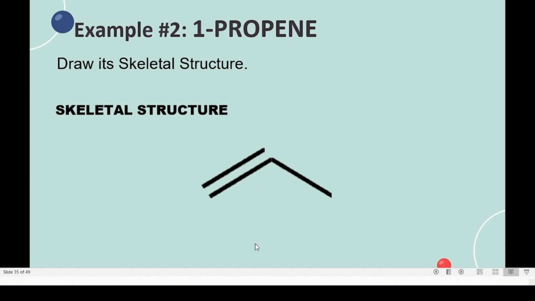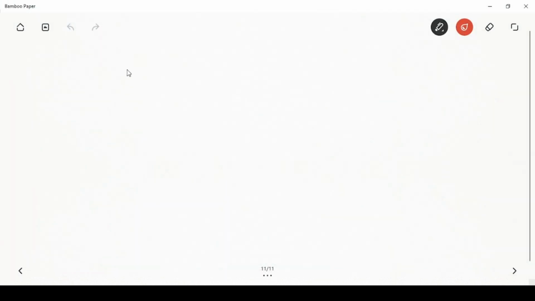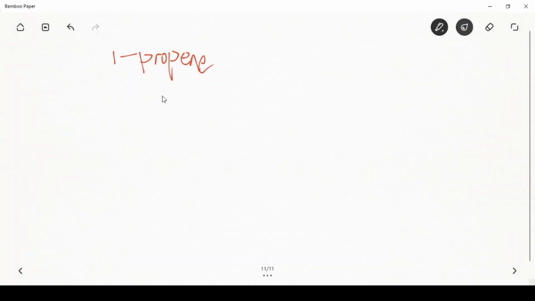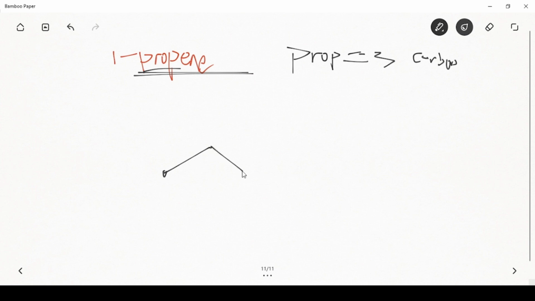So 1-propene. Now, in writing the skeletal structure, the given is 1-propene. Prop means 3 carbons. Therefore, for the skeletal structure, we make three edges. So, 1, 2, 3. Okay?